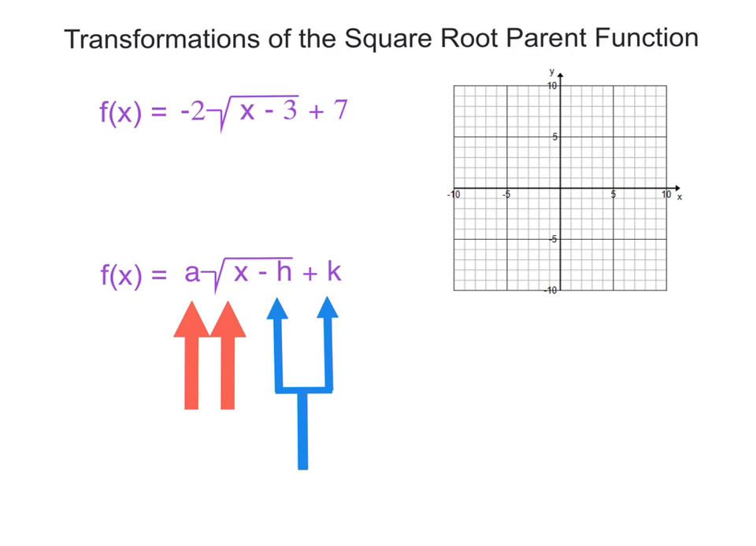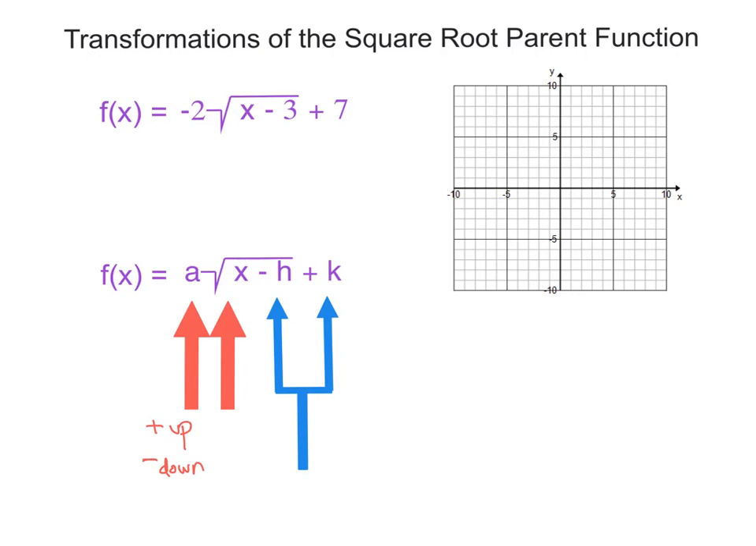So how do we determine if it curves up and right, up and left, down and right, or down and left? Well, that is going to be determined by what is shown with these two arrows here. If a, the number in front of the square root, is positive, then it's going to open or curve up. If a is negative, it's going to curve down.